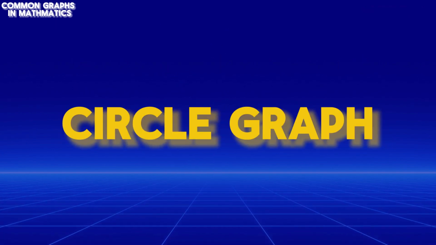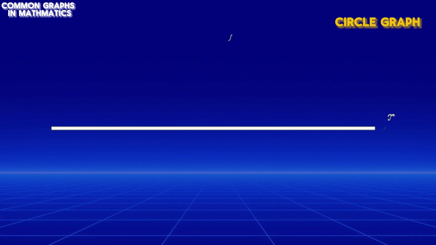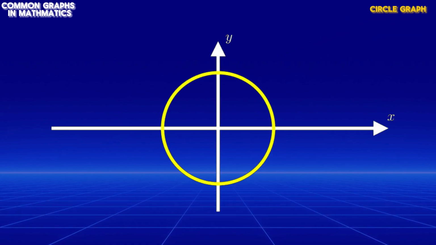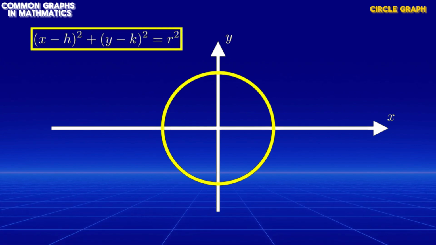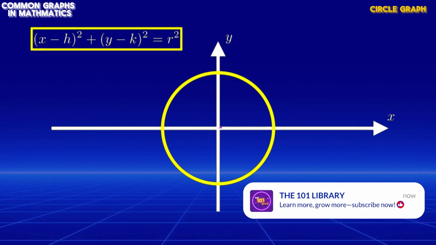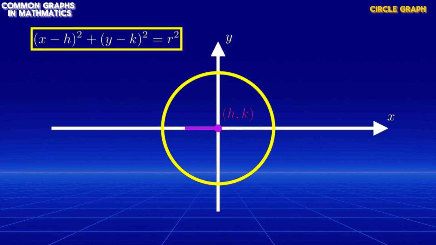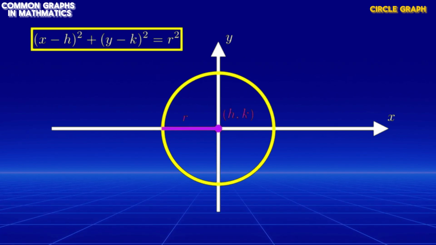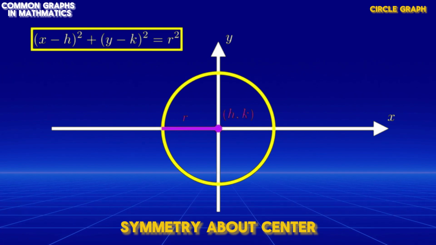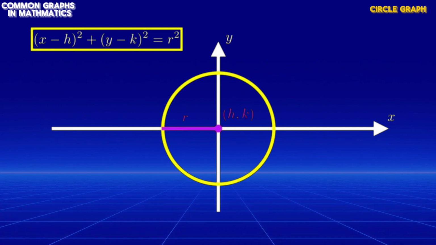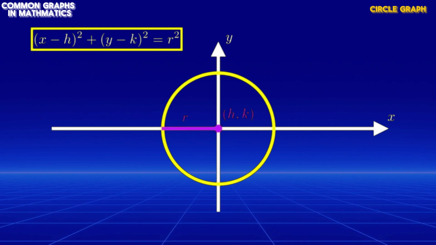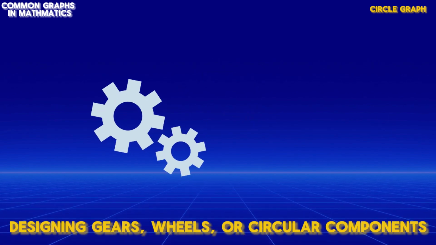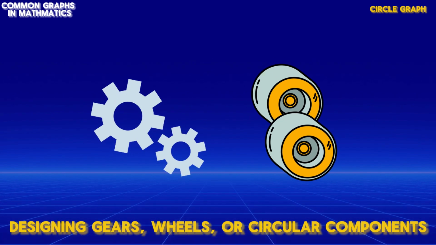Circle graphs are fundamental representations of geometric relationships and are defined by the equation shown on the screen, where h, k is the center of the circle, and r is the radius. Circles are unique because they exhibit perfect symmetry about their center and maintain a constant distance from any point on the graph to the center. These graphs are commonly used in modeling wavefronts, designing gears, wheels, or circular components.